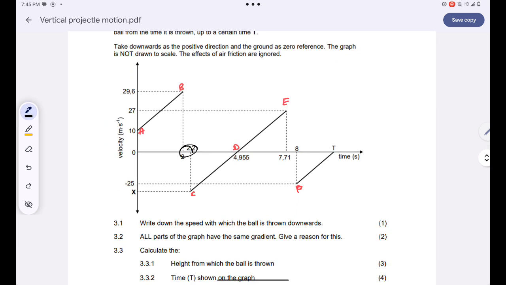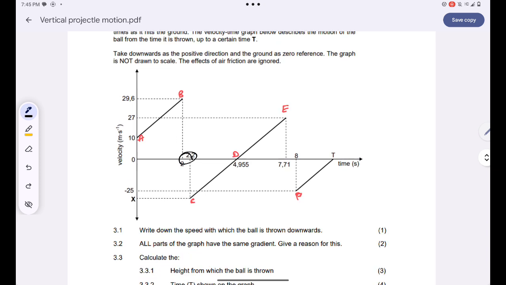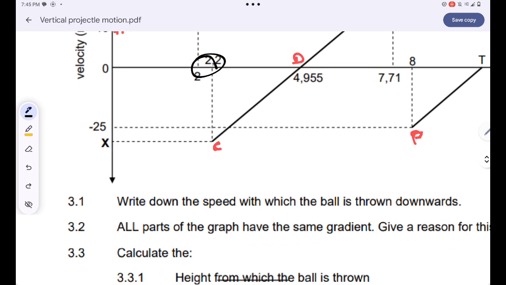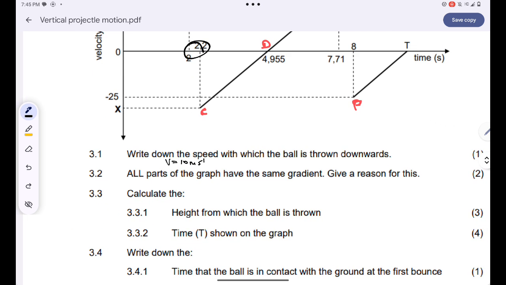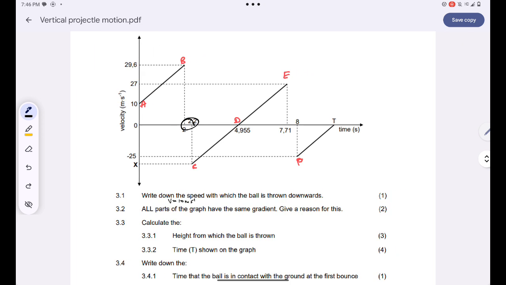Write down the speed with which the ball is thrown downwards. Okay, here the y-intercept will represent the initial velocity of the ball. So the speed they're referring to, that's 10 meters per second. Okay, and then you're told that all parts of the graph have the same gradient. Give a reason. Remember that guys, the gradient under the velocity time graph represents acceleration.